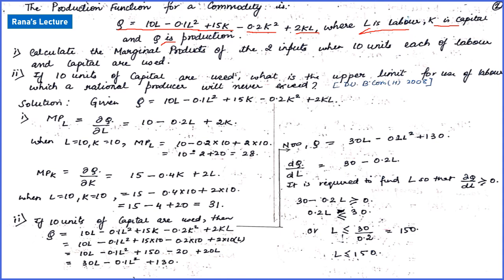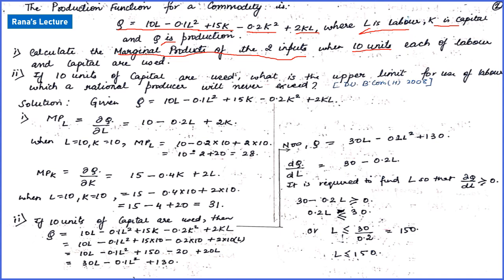What is the question saying? You have to calculate the marginal products of the two inputs when 10 units each of labor and capital are used. This means you have to find MPL and MPK, right?